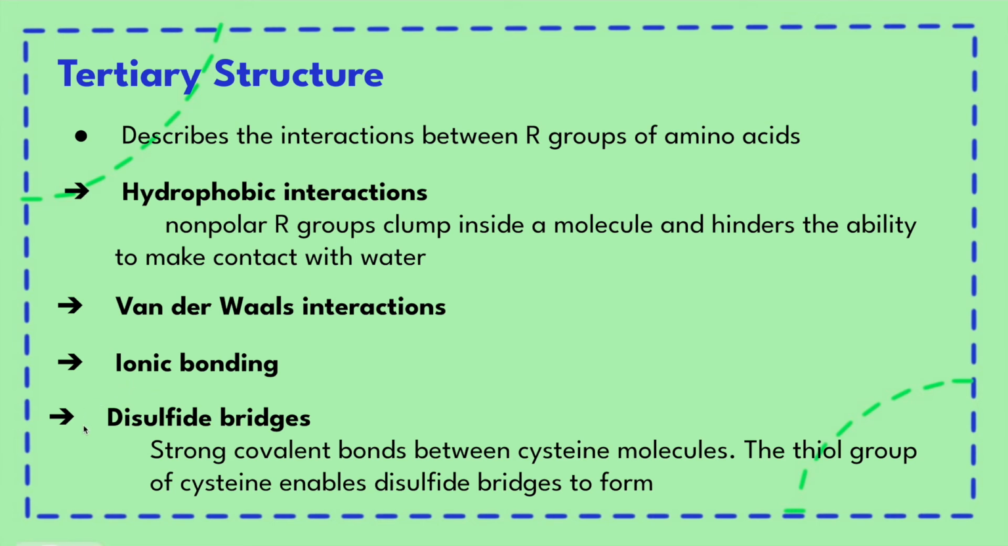Last but not least, the tertiary structure can tell us about disulfide bridges. These are very strong covalent bonds that occur between 2 cysteine molecules. Cysteine is one of the 20 amino acids. Cysteine contains a thiol group that has the ability to form a disulfide bond if it's next to another thiol group.